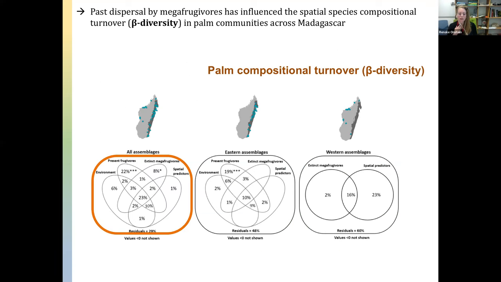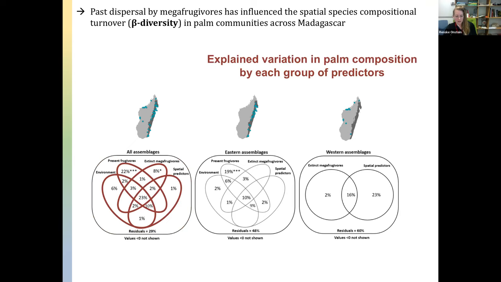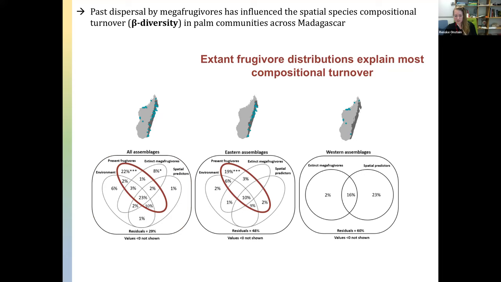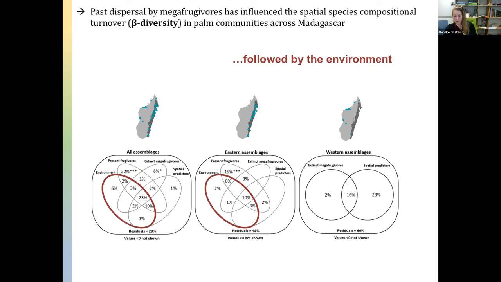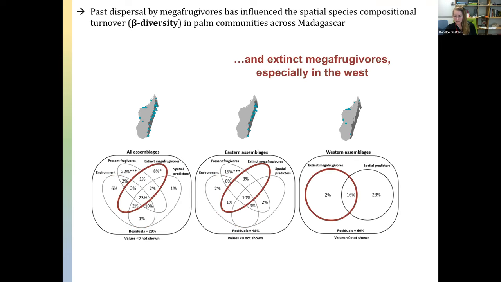So here are the results. In these blobs, we have the total explained variation in beta diversity. And for each of these parts, we see for each group how much variation was explained in the beta diversity. So what we see for all assemblages and the eastern ones is that the present frugivores explain the largest part in turnover. We see an additional role for the environment. So that's the abiotic environment mainly. And then we also see that these extinct frugivores have still left their signature on the beta diversity of the palms.